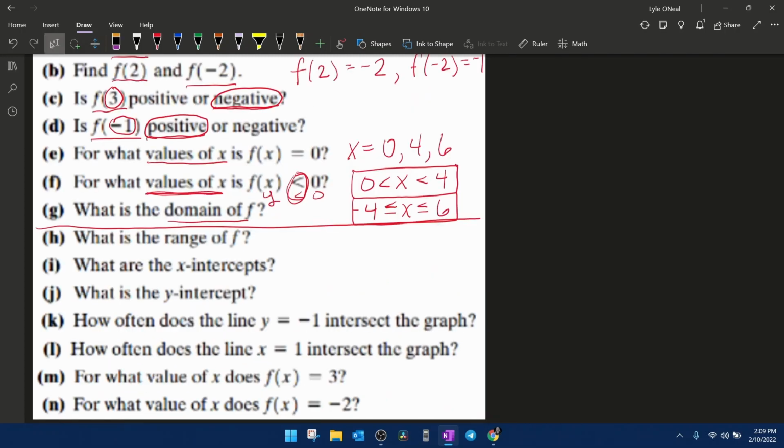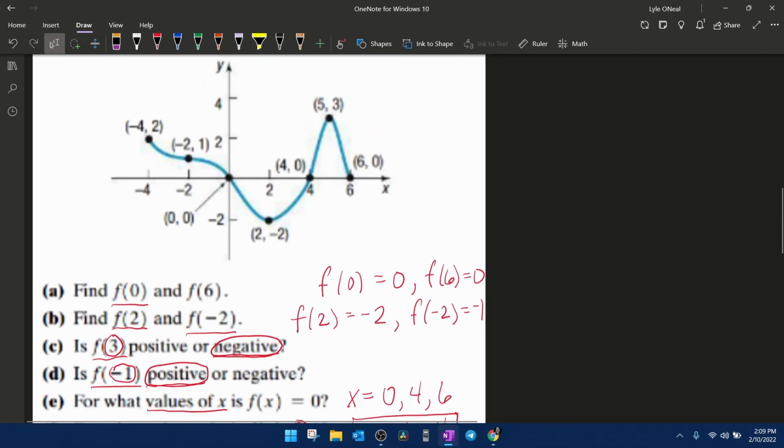Next, part H, what is the range of f? The range are the values that y can be. So looking at our graph, the lowest that y can ever be is -2, and the highest that y can be is 3. So we're going to say that y has to be greater than or equal to -2, but y has to be less than or equal to 3.